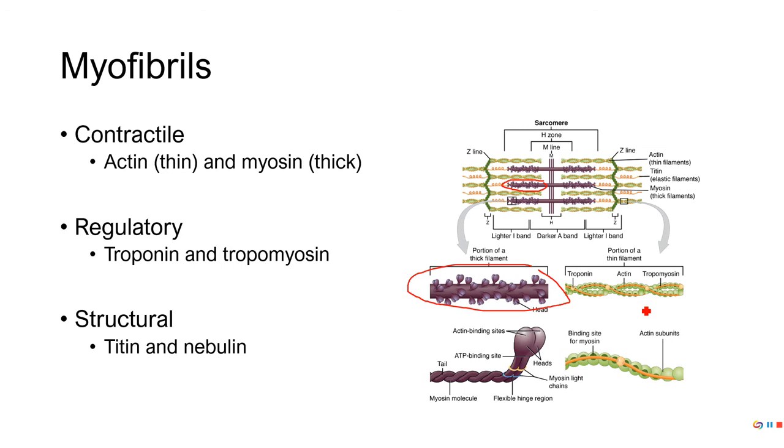So then what regulates actin and myosin are troponin and tropomyosin, and then we've got titin and nebulin, which are structural proteins. As you can see here, we've got titin, which are these elastic filaments, and that allows the muscle to go back to its resting length after it's contracted. And nebulin, which I don't see on here, kind of helps stabilize actin.